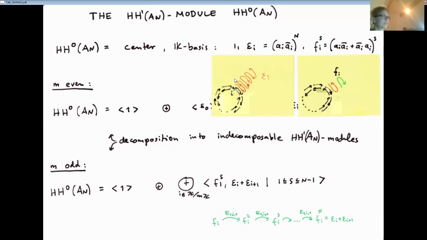So either you just cycle around n times, or you take going from I to I plus 1 in the opposite way, and then from I plus 1 once along I back to I plus 1. And this is Fi, and you can then take the S power to obtain the elements here.